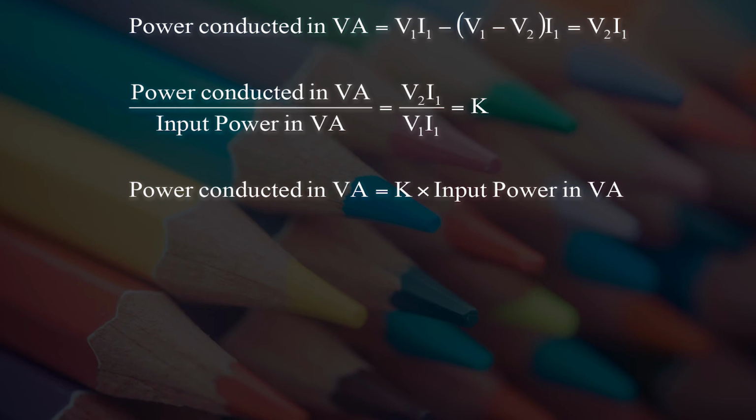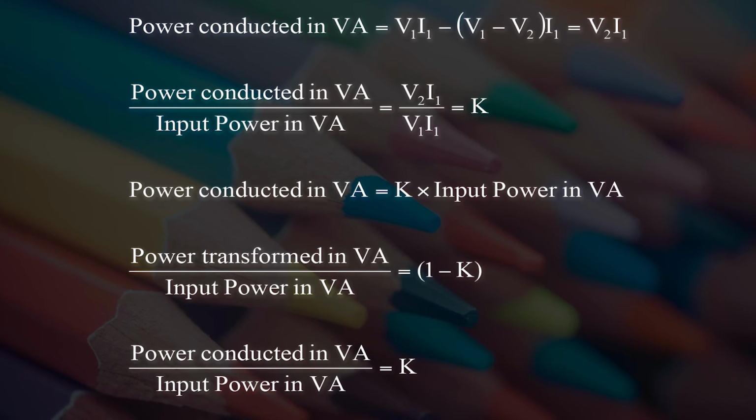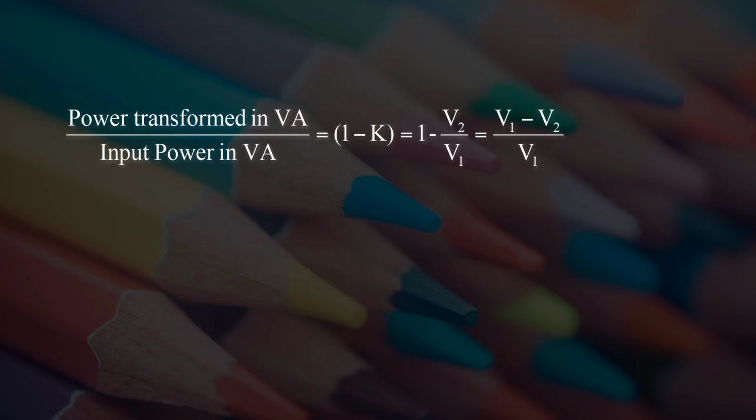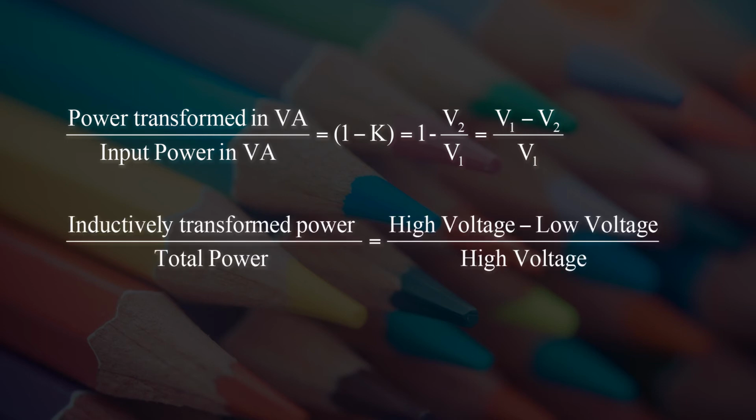So, we get two formulas. The ratio of transformed power to the input power is equal to 1 minus K, and the ratio of conducted power to the input power is equal to K. So, the ratio of transformed power upon input power is equal to 1 minus K. Now, put the value of K. So, K is equal to what? V2 upon V1. This can be written as 1 minus V2 upon V1 for the transformed part, so you can also write the inductively transformed power to the total power is equal to high voltage minus low voltage upon high voltage.